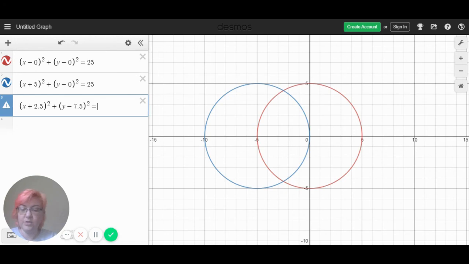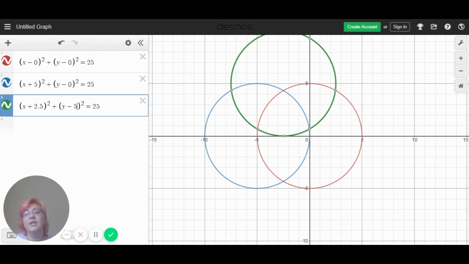Squared, and that's going to have the same radius. Okay, I might have made that a little bit too high, so let's bring it down just a tad, maybe to 5. Oh, okay. So then we can continue from here, making circles that interlock with each other.